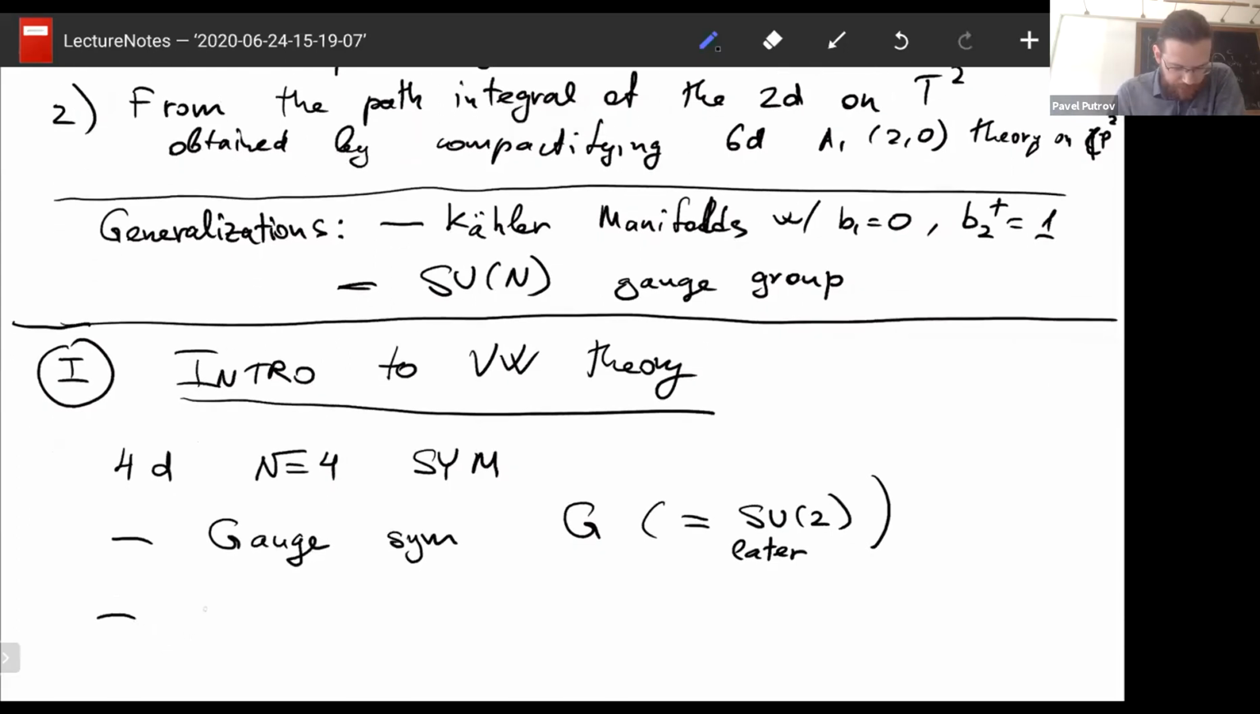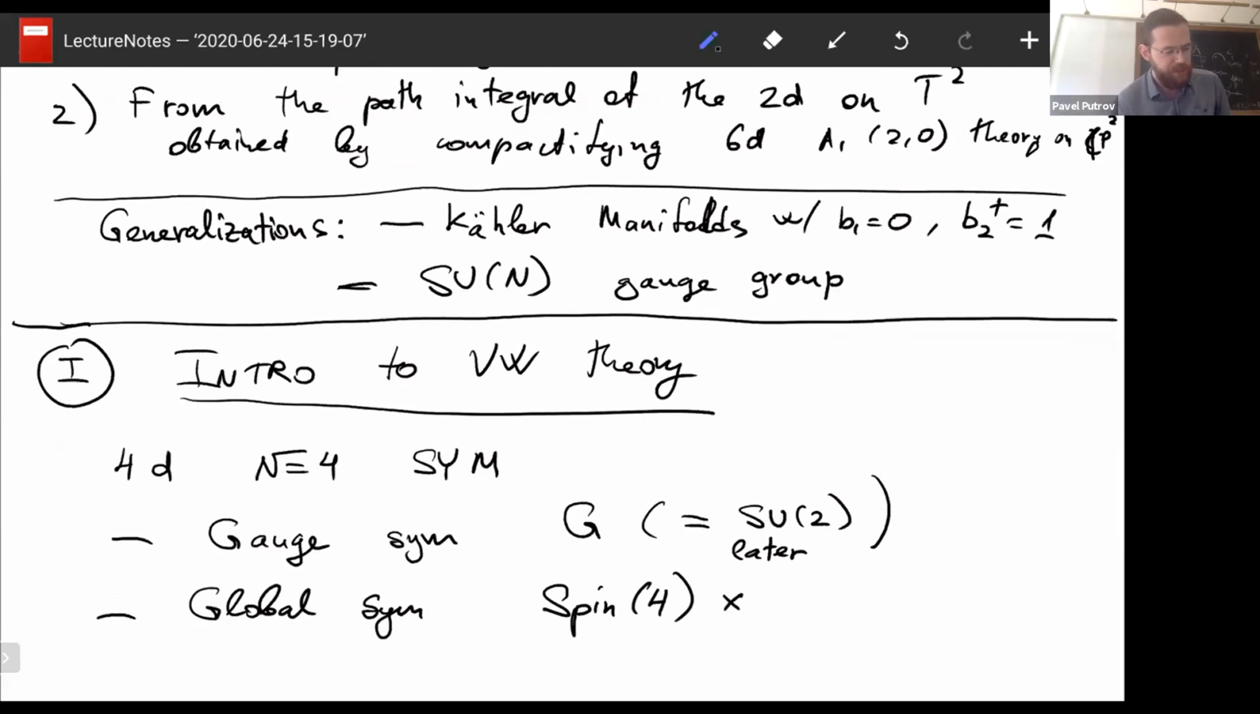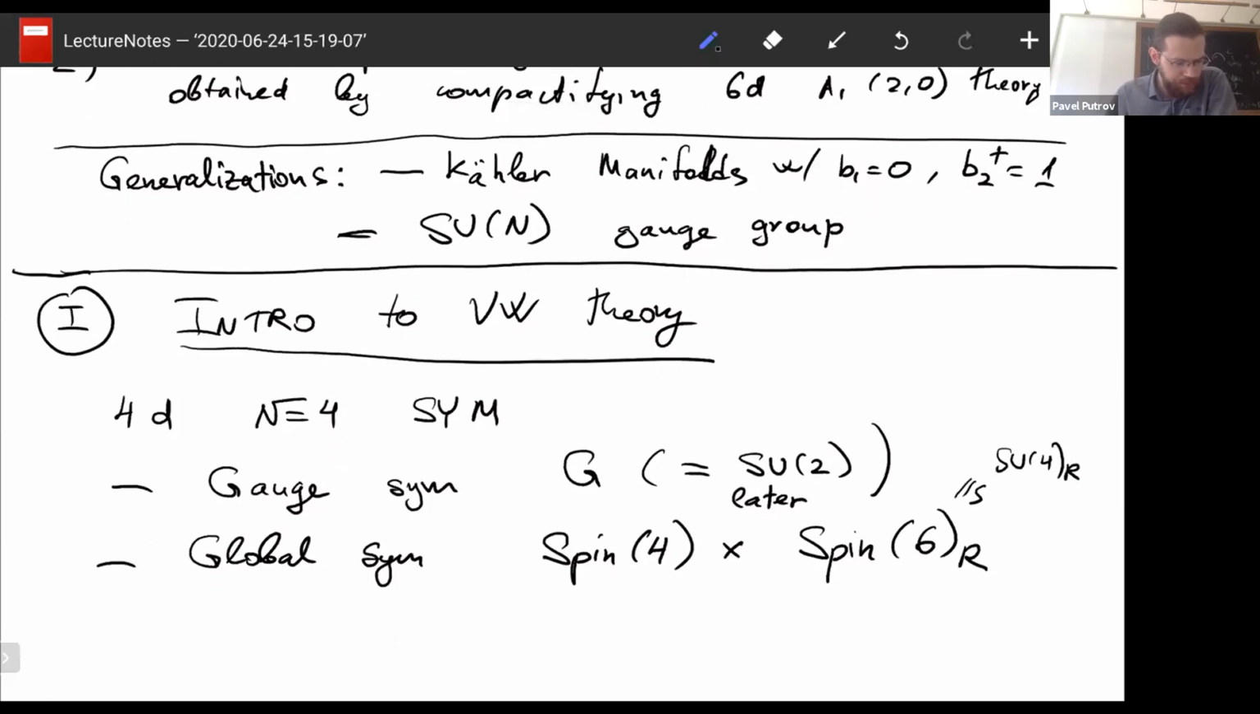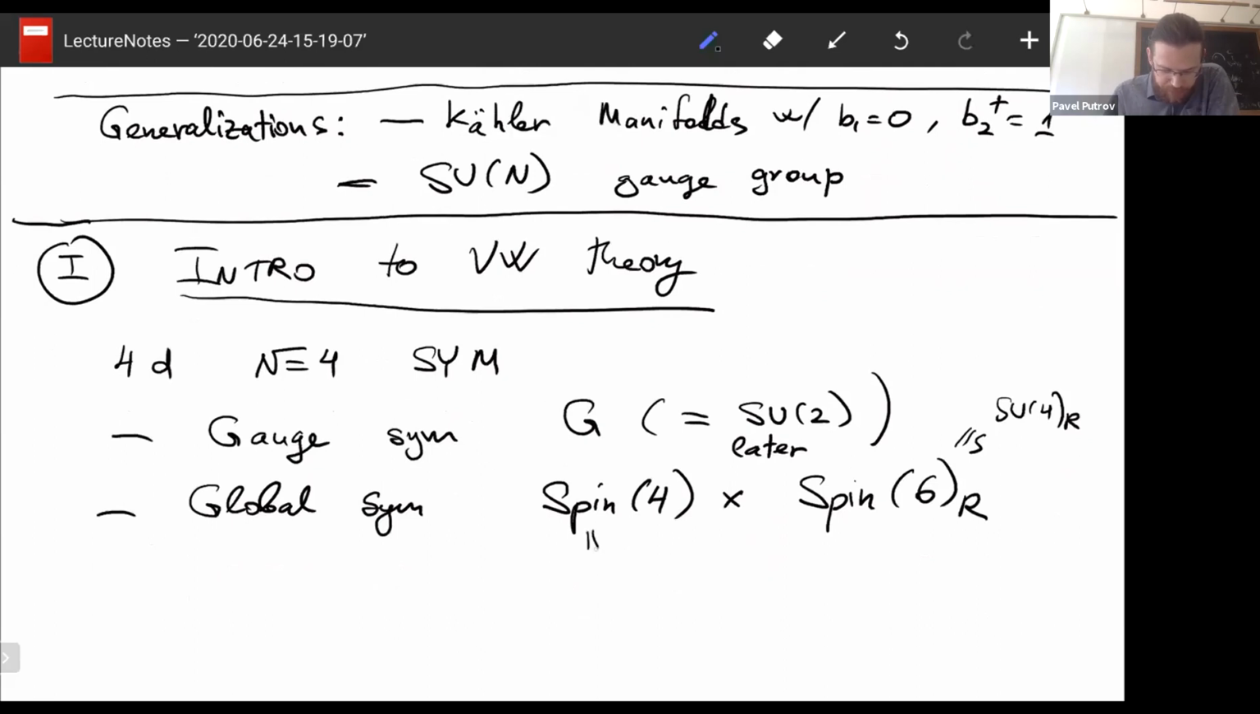And it has the following global symmetries. So first, of course, it has spin(4) rotational symmetry. Here we are considering the theory in Euclidean space. So we have a spin(4) local rotation group, and there will be a global spin(6) R-symmetry, or equivalently SU4 R-symmetry. This is a symmetry which rotates your supercharges. So spin(4) can be decomposed into the product of SU2 left and SU2 right.